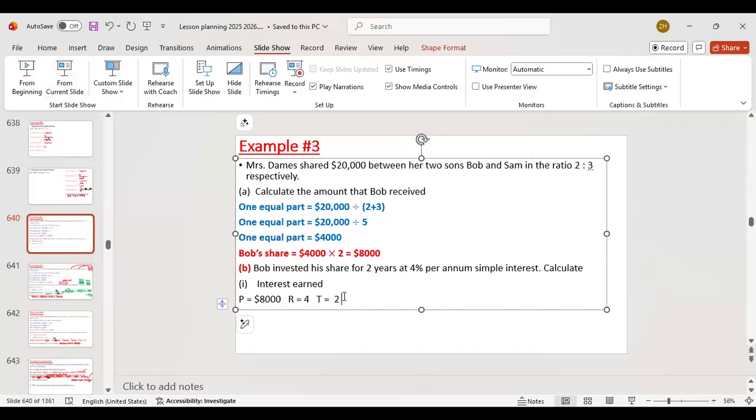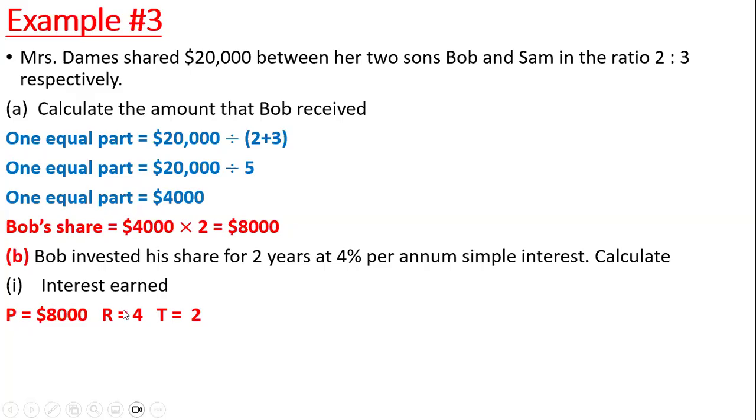How are you getting these numbers? Well, 8,000 is the principal. That's the amount that he invested. R is going to be 4 because that's the interest rate, and T is going to be 2 because that's 2 years. So 8,000, 4%, 2 years. And now all we need to do is apply our formula.